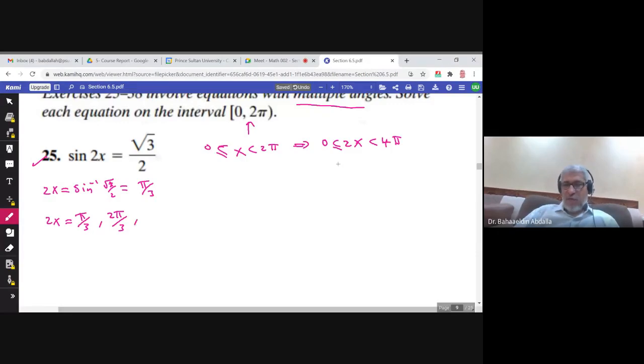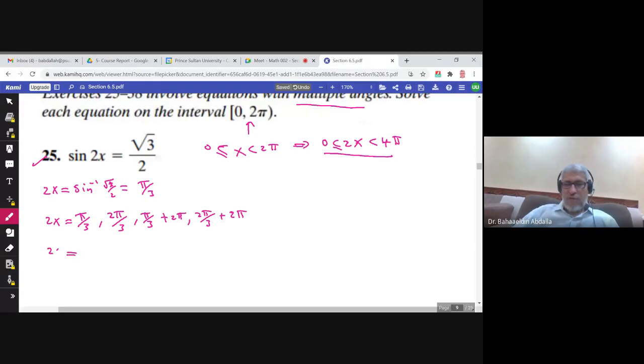Now, I need to go 2 revolutions because 2x goes up to 4 pi. So I need to add another 2 pi. So pi over 3 plus 2 pi would be a solution, and 2 pi over 3 plus 2 pi would also be a solution. And that's it, because we need to go to 4 pi.